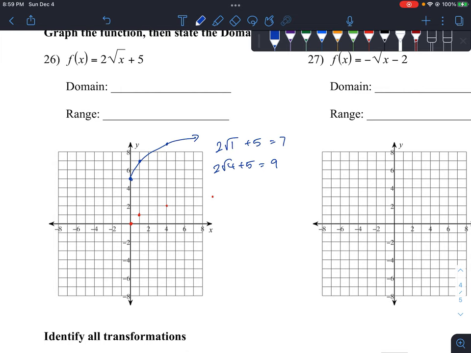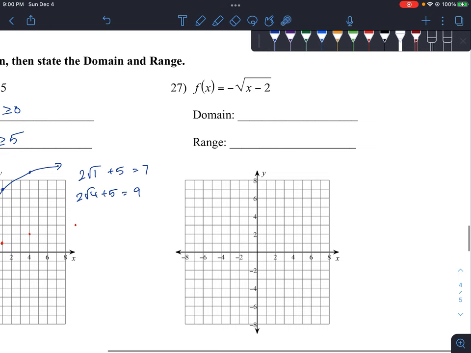The domain, the radicand has to be greater than or equal to 0. So x has to be greater than or equal to 0. You can see that happening here. Our function is greater than or equal to 0 on the x. And then for the y, you can see that it's greater than 5. So y is greater than or equal to 5.